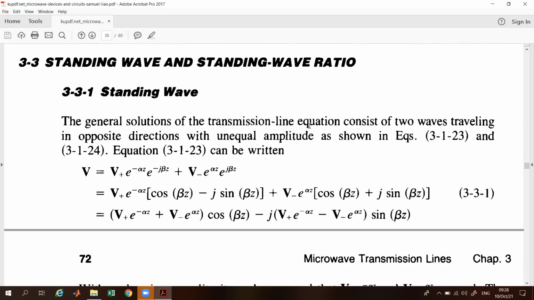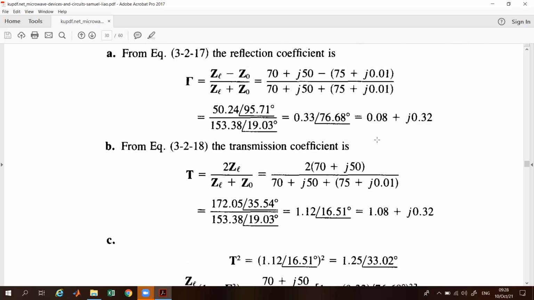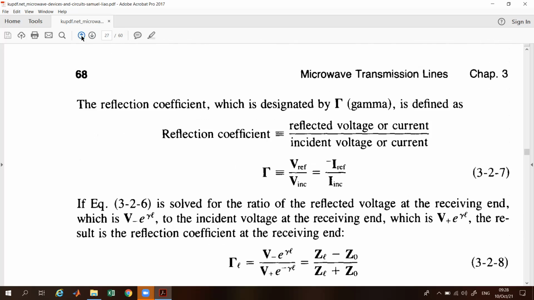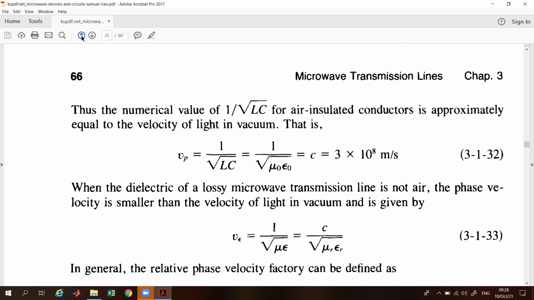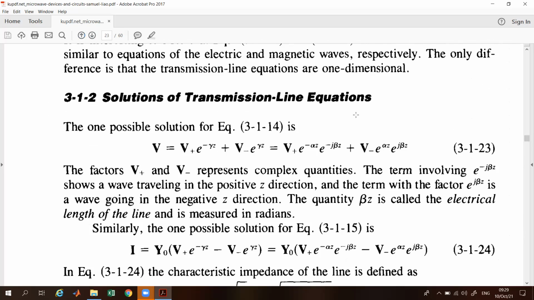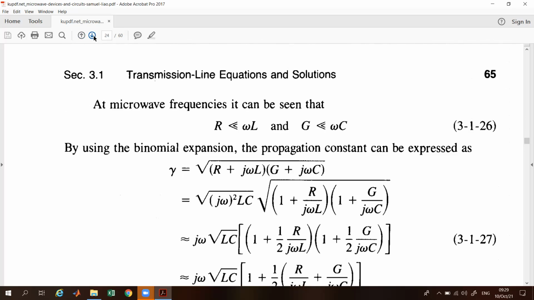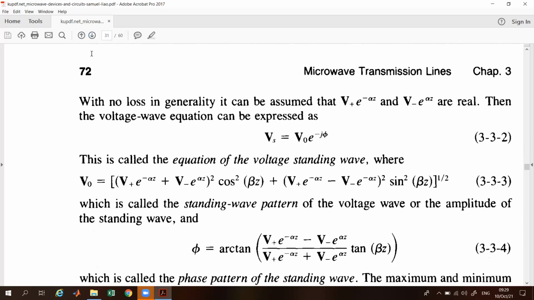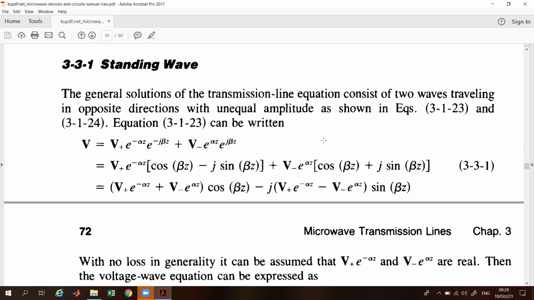Standing wave and standing wave ratio. The general solution of the transmission line equation consists of two waves traveling in opposite directions with an equal amplitude, as shown in equations 3.1, 2, 3. So these equations we have to use, and the next equation of it.